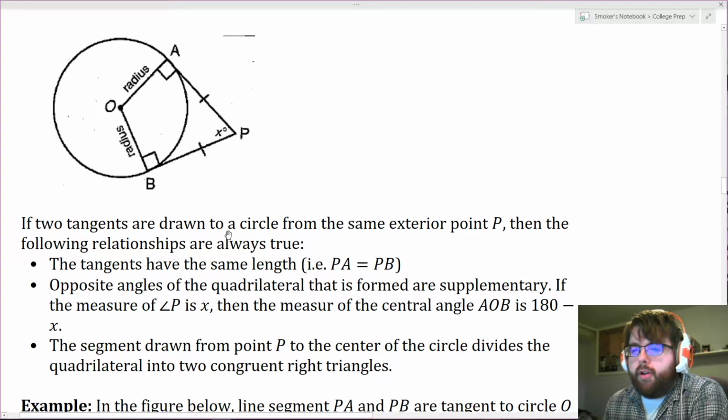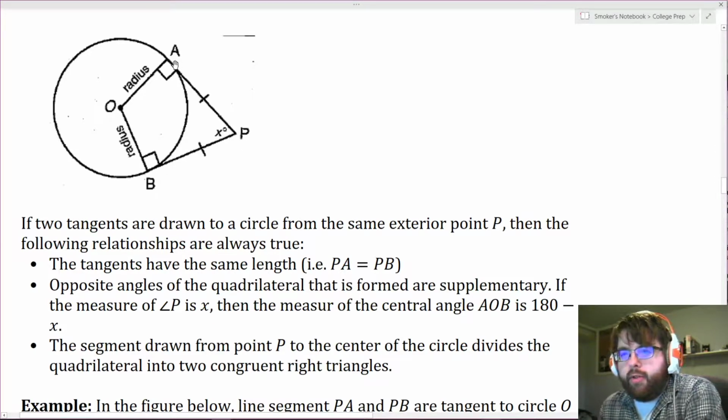So if two tangents are drawn to a circle from the same exterior point, then the following relationships are always true. So we have a point outside the circle, and there are two lines drawn so that they're tangents with the circle. So hopefully that makes sense. What's going on there? The tangents will have the same length from that external point to where they touch the circle. So this one right here, PB, will be equal to PA, or AP and BP. Opposite angles of the quadrilateral that is formed are supplementary.